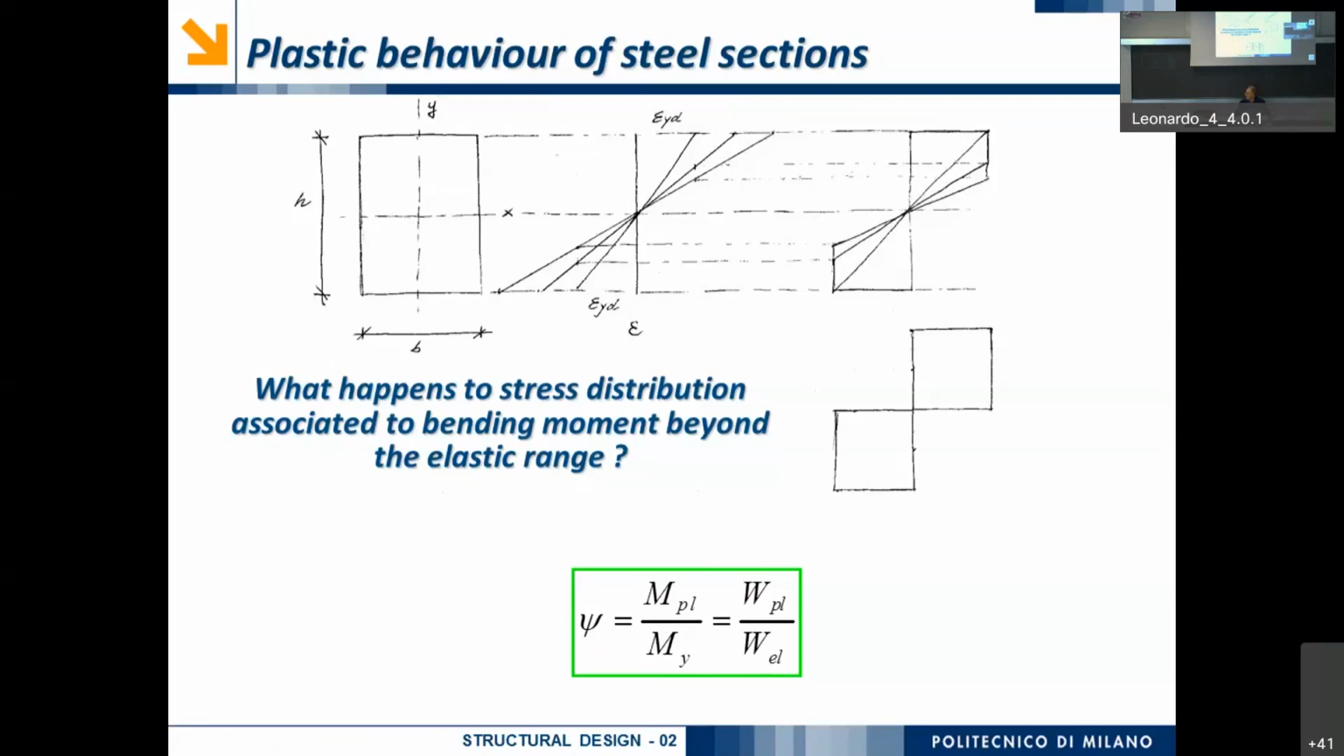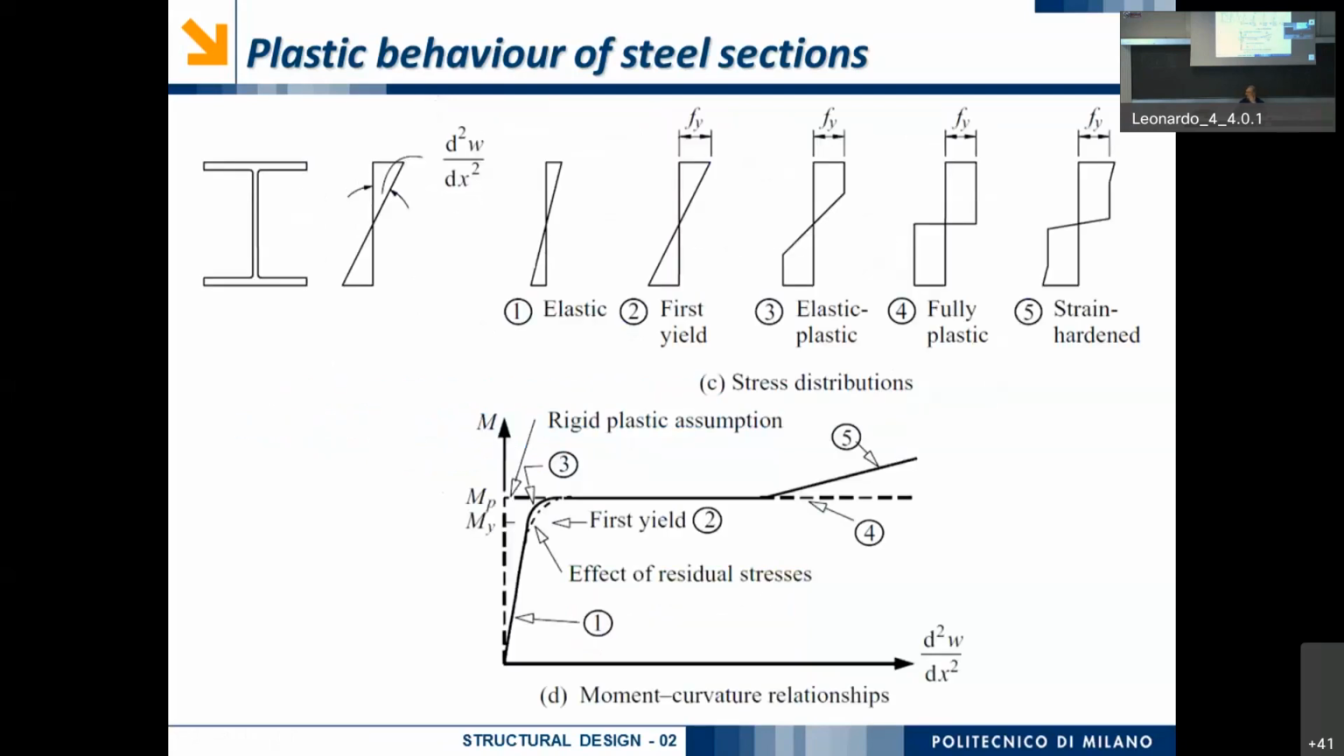In the case of a rectangular cross-section, it is 6 over 4, okay? 6 over 4 is 3 over 2, which means 1.5. For normal cross-sections in steel, generally it is not so large, okay? So not 1.5, but a value which is larger than 1, in the range of 1.2, 1.3, something like this.